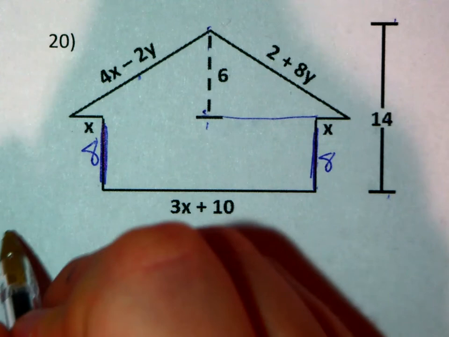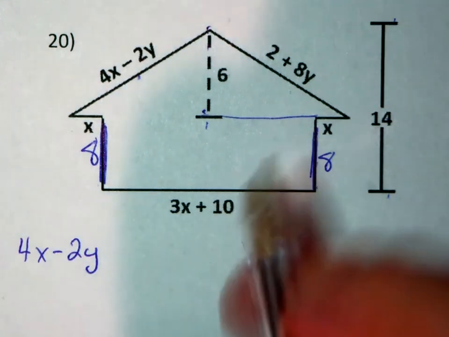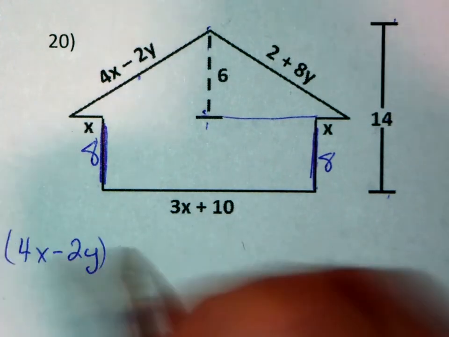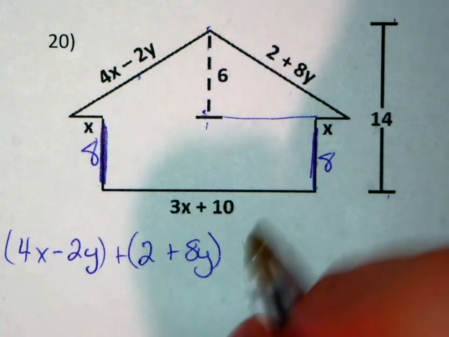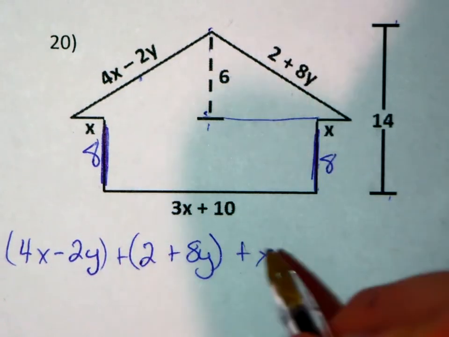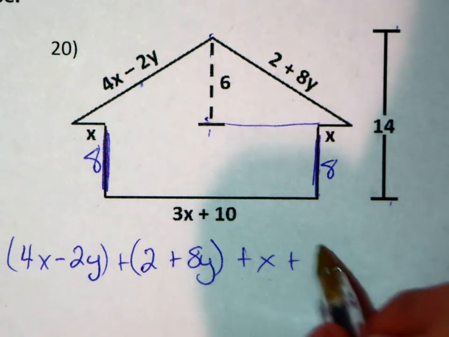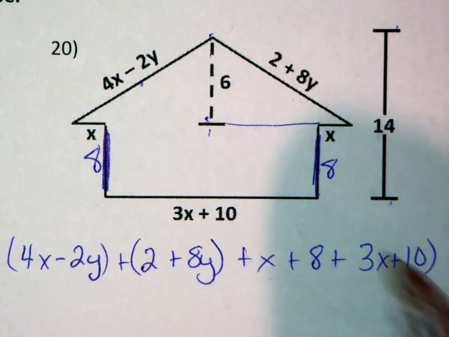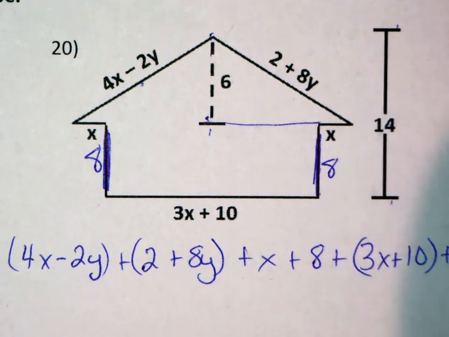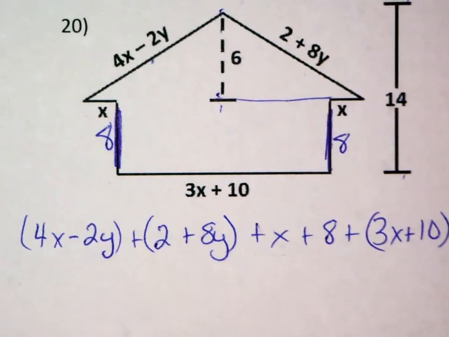Now I have enough terms that I can easily find the perimeter. And we're going to do this by adding everything together. 4x minus 2y plus 2 plus 8y plus x plus 8 plus 3x plus 10 plus 8 plus x. Oh, I almost got that on the whole screen. I'll try to write a little bit smaller when I simplify the next step.